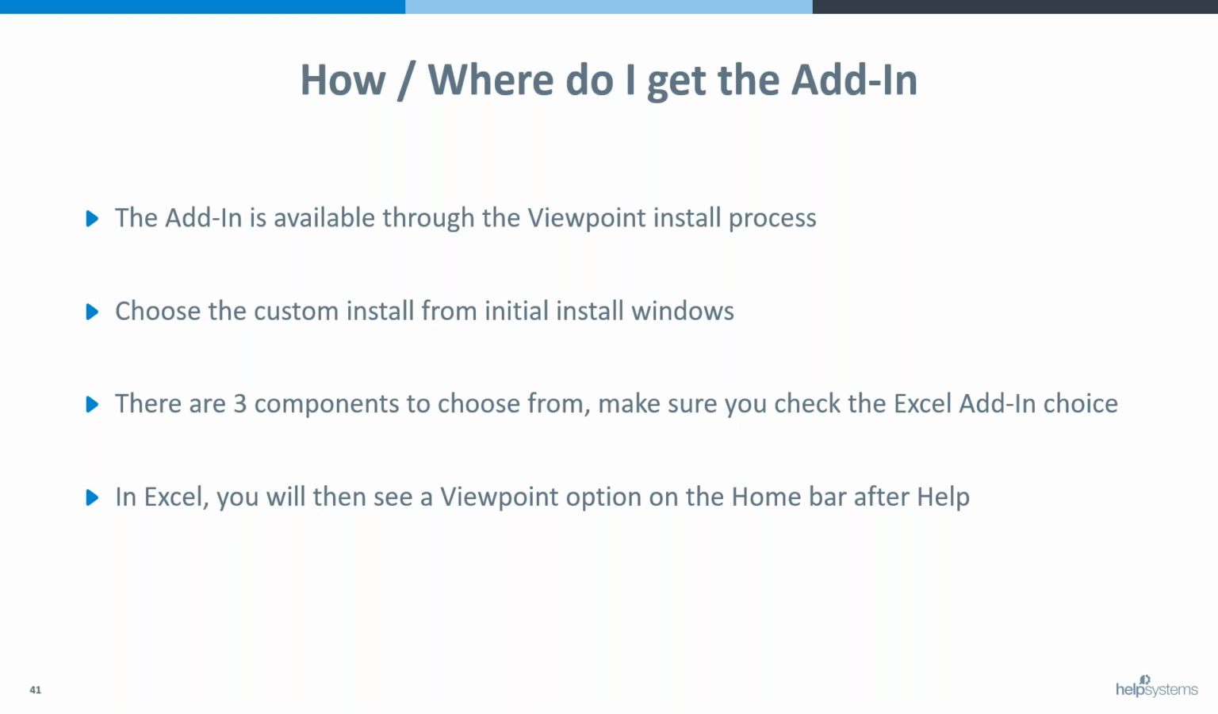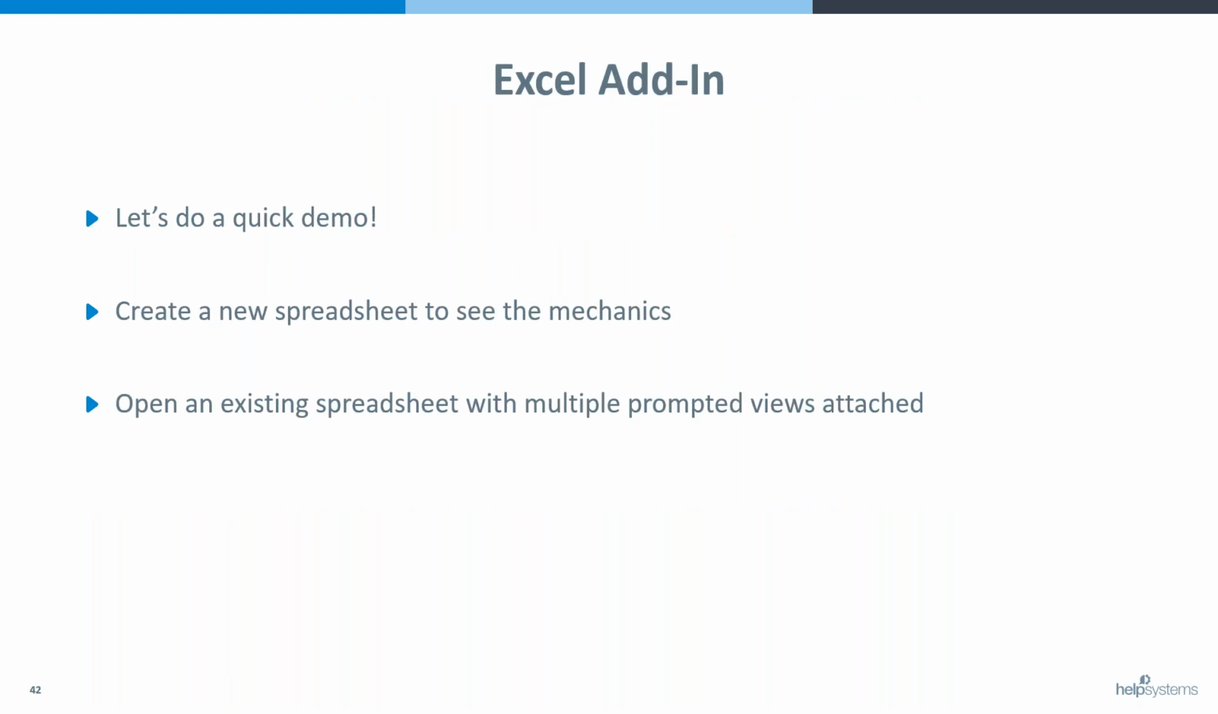And once the install is done, how will you know if you have this add-in there? It shows up in Excel. So the next time you open an Excel spreadsheet, you should see a Viewpoint option on the home bar after the help. So I want to take just a couple minutes to actually show you this so you can see the mechanics and see what it can look like. So I first want to create a new spreadsheet to see the basic mechanics and how easy it is. And then I'm going to open up an existing spreadsheet that's got a little bit more formatting done ahead of time.